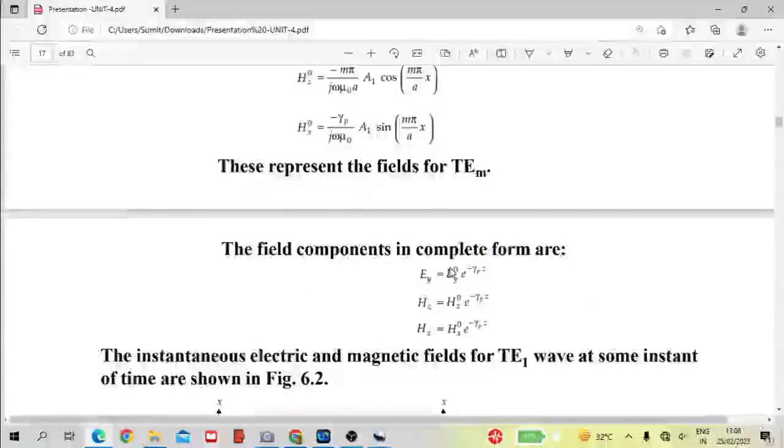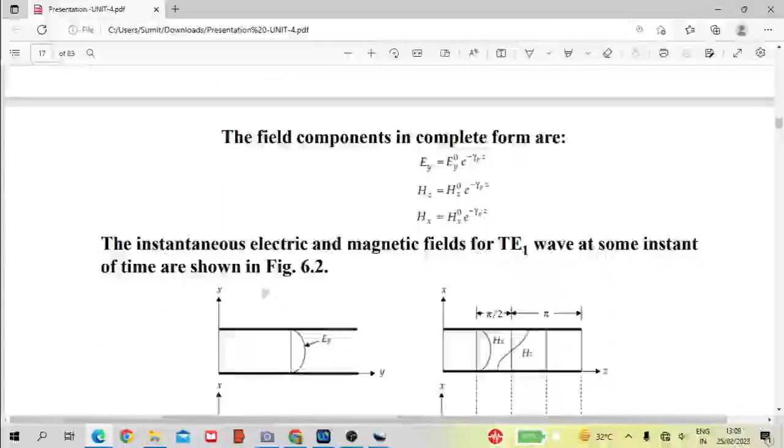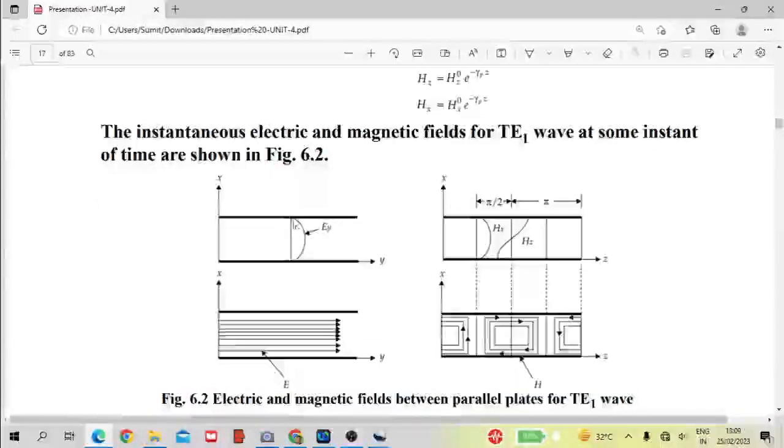So the field components' complete form can be written in this way, where these components will have amplitude and phase. Both terms we will have. That is understood. So the instantaneous electric and magnetic field for the TE1 wave at some instant of time are shown here. When we talk of the TE1 wave, you see only one half cycle variation. The 1 represents the number of half cycles along the x direction.